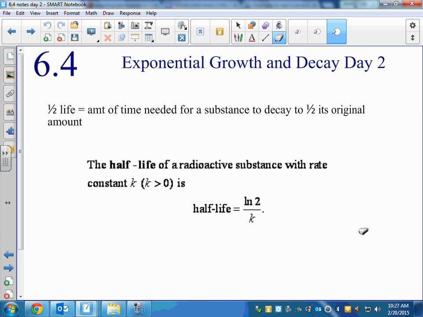Exponential growth and decay stuff that you did in pre-calculus, maybe written a little differently. Remember that half-life is the amount of time needed for a substance to decay to half of its original amount. You can always solve for the half-life if you're given it, right? Like the half-life of carbon-14 is 5,730 years, and so you can plug that in.